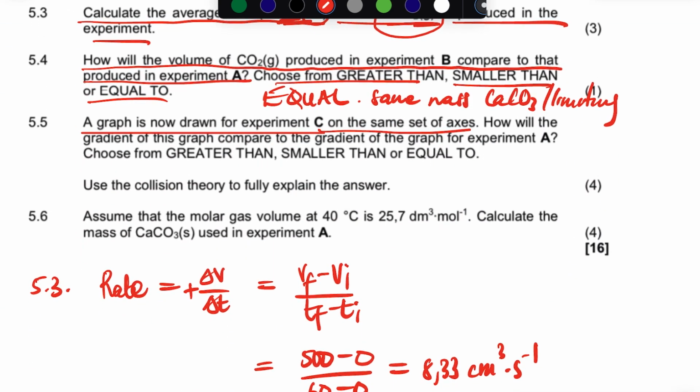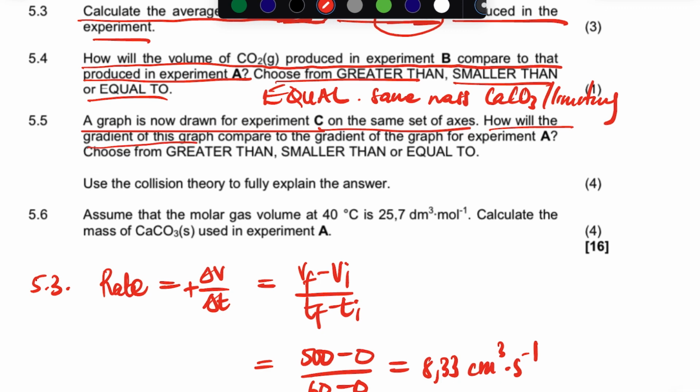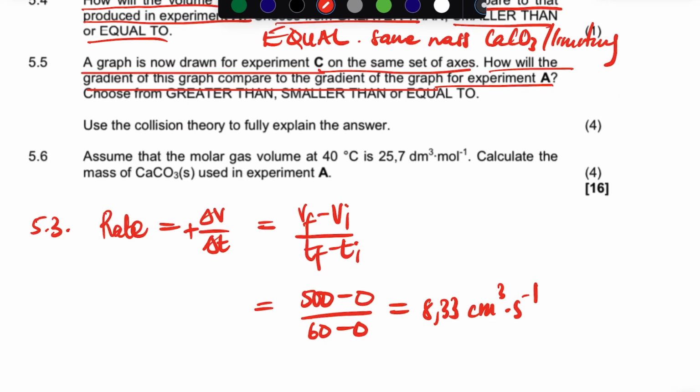They said, how will the gradient of the graph compare to the gradient of A? So it will be greater because C is greater. So the answer here is what? Greater, because the gradient of C is going to be greater because it has a higher rate. So the higher the rate, the steeper the graph. It says use collision theory to explain the answer there.